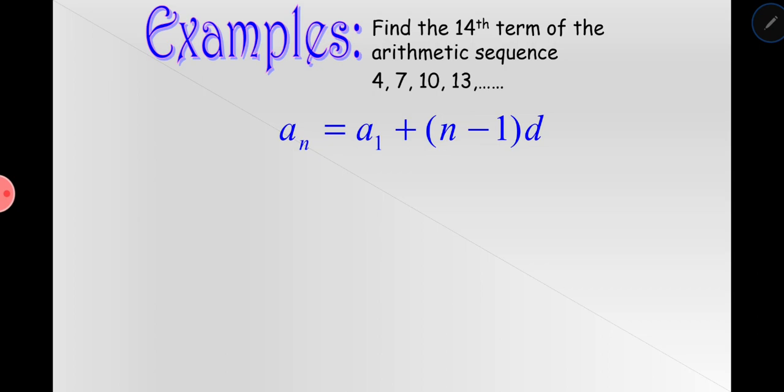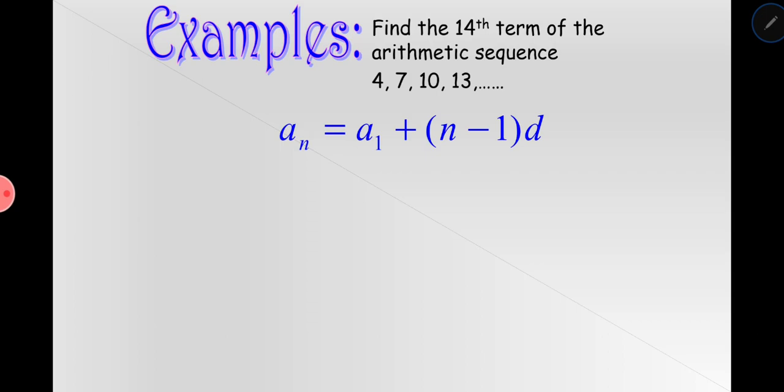So the first term is 4. The n. What is the n? Since you are to find the 14th term, n should be equal to 14 also. And the difference, how do we get the difference? Kanina, sinabi ko, kunin yung difference ng second term at first term.